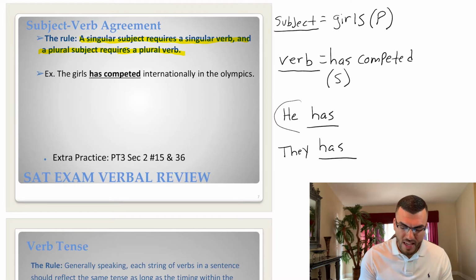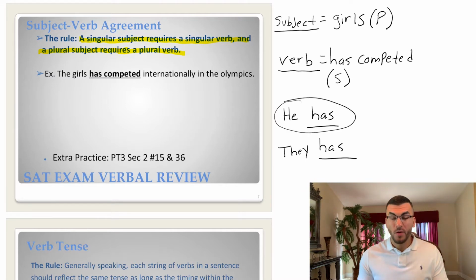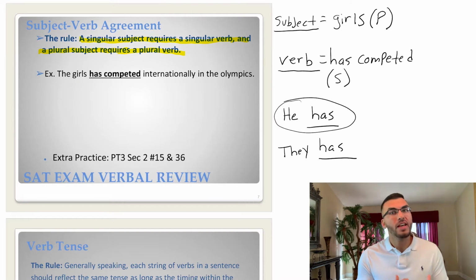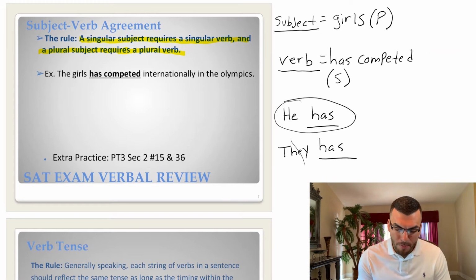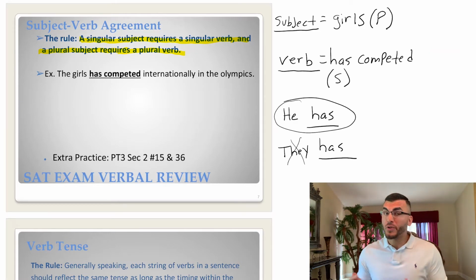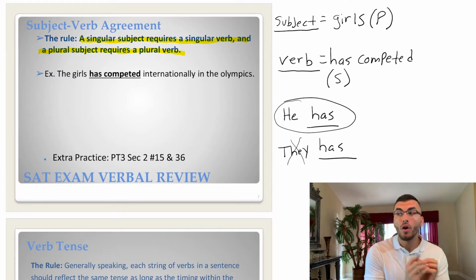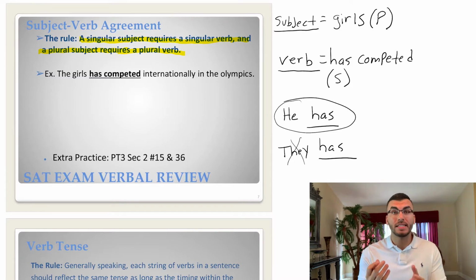We say he has. Well, he is a singular pronoun, so that makes has the singular form. They is a plural pronoun, so has is not plural. Has is singular. He has. That makes sense? So that's a really good way to test if the verb is singular or plural by inserting either he or they and seeing which one makes sense. He is singular, they is plural.